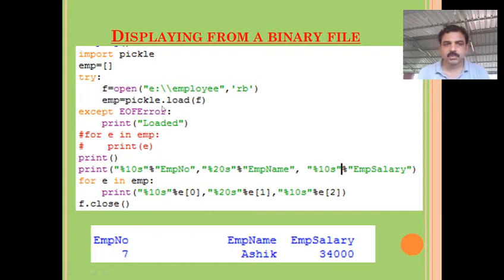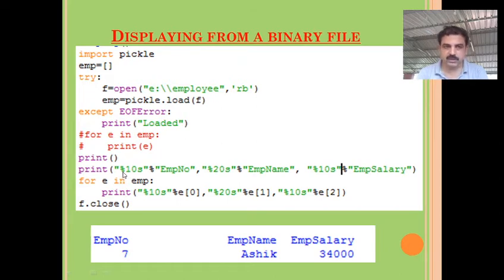So emp equal to pickle.load, it is for loading the file. So whatever is read will be loaded and stored in emp. Once you wish to store, if you want to display, there are different methods. If I just write for e in emp print e, it will just display the records one by one, but it will not be displayed in a neat manner. So for that we can use this method here.